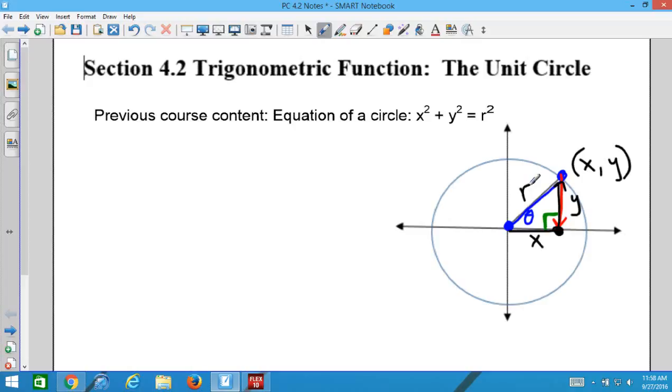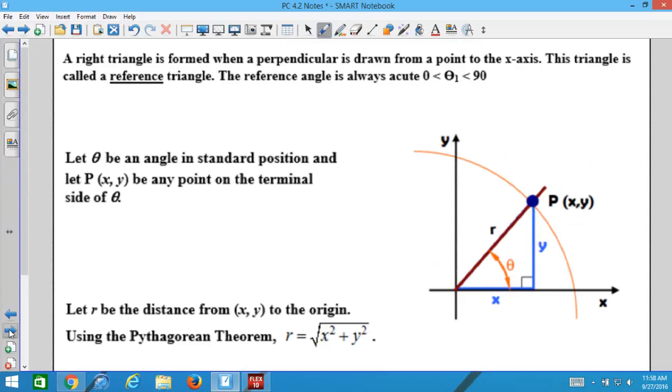Okay? And so if we wanted to solve for r, if we wanted to solve for the radius, then we would take x squared plus y squared, and then we would square root that answer. That is using the Pythagorean theorem. That's also using the equation of a circle to find the radius.